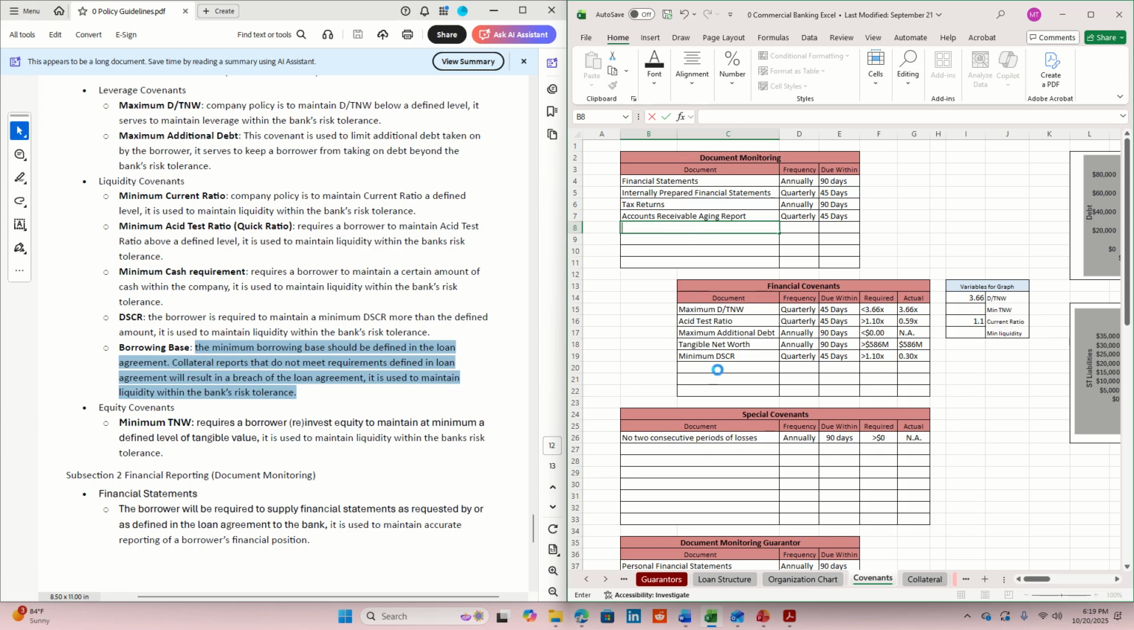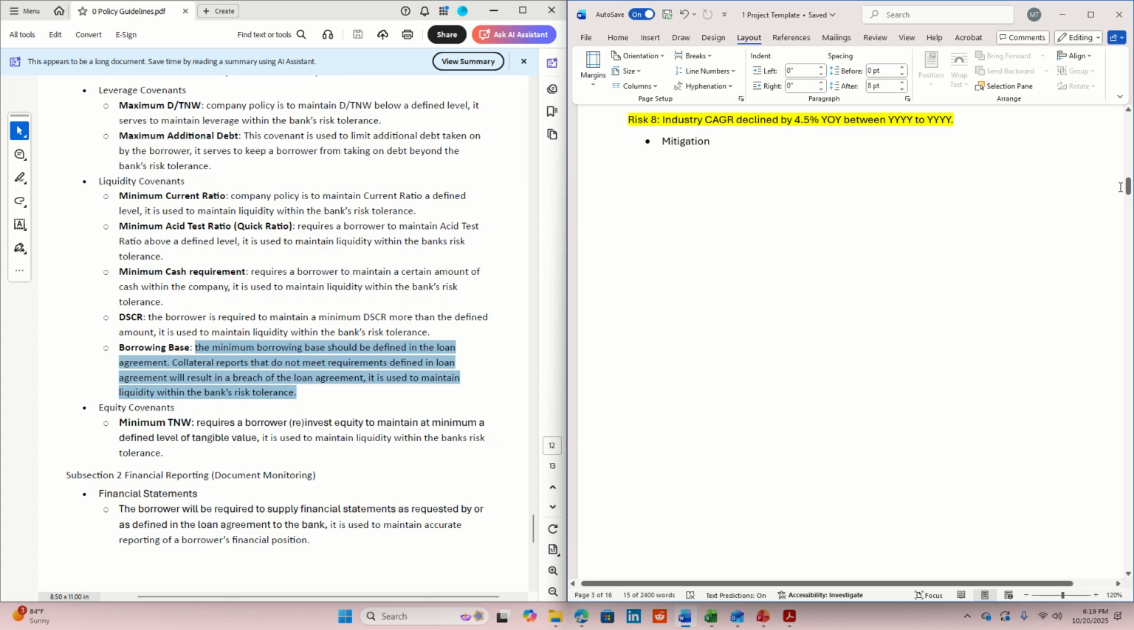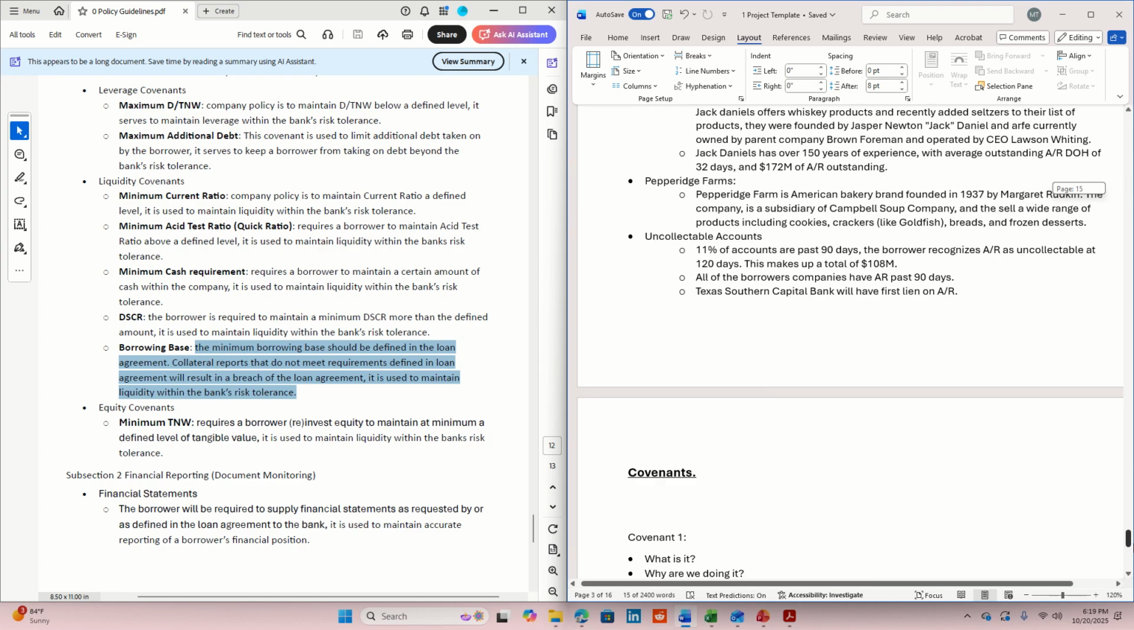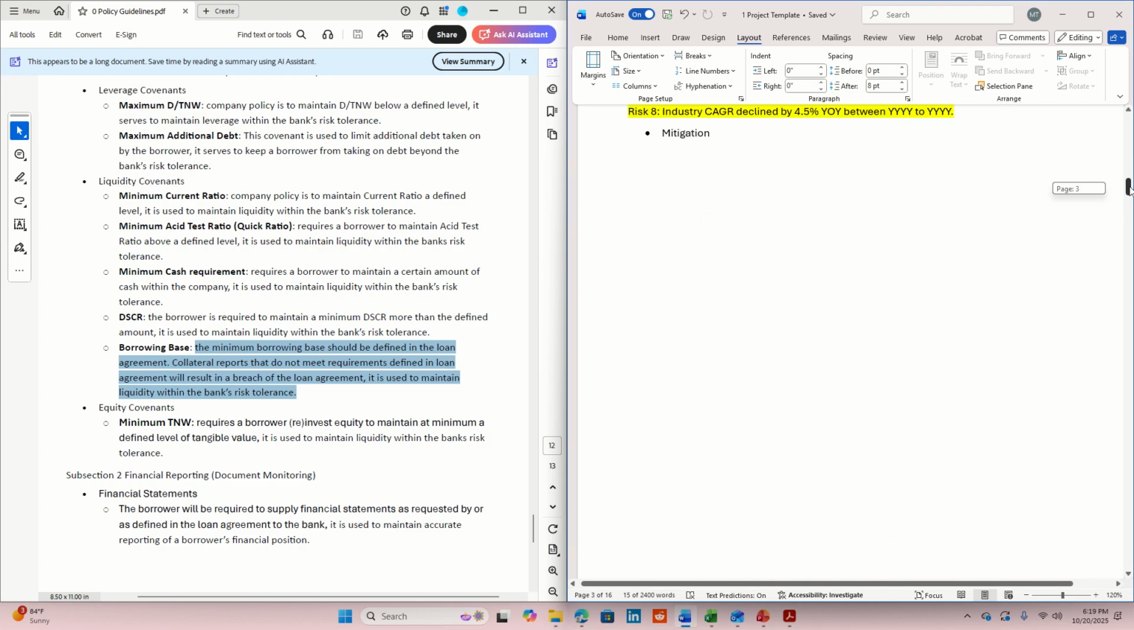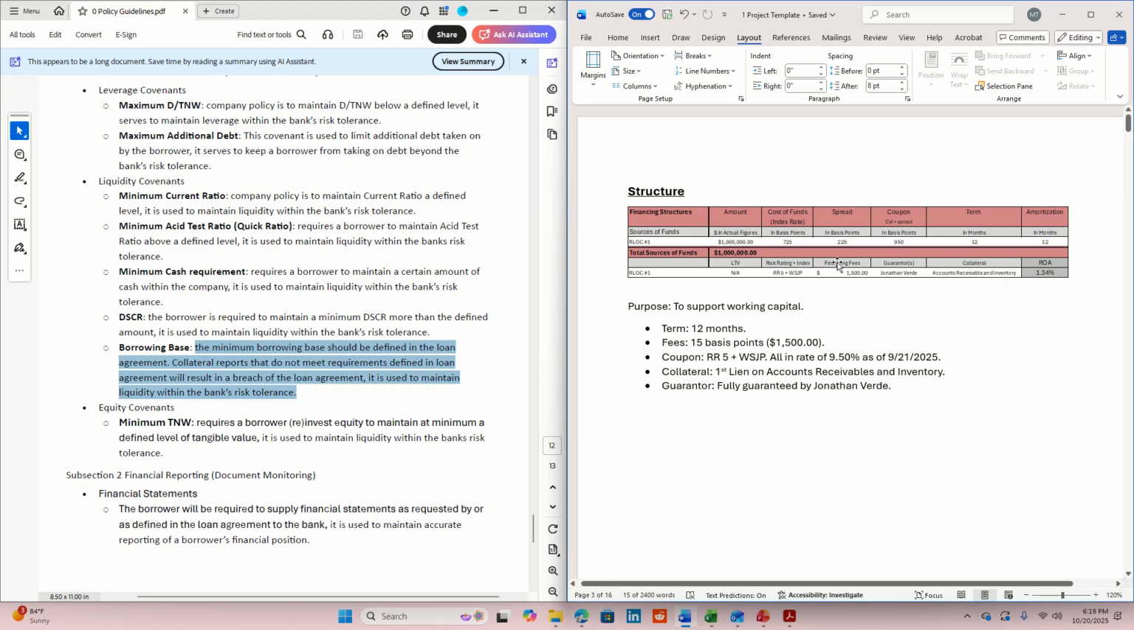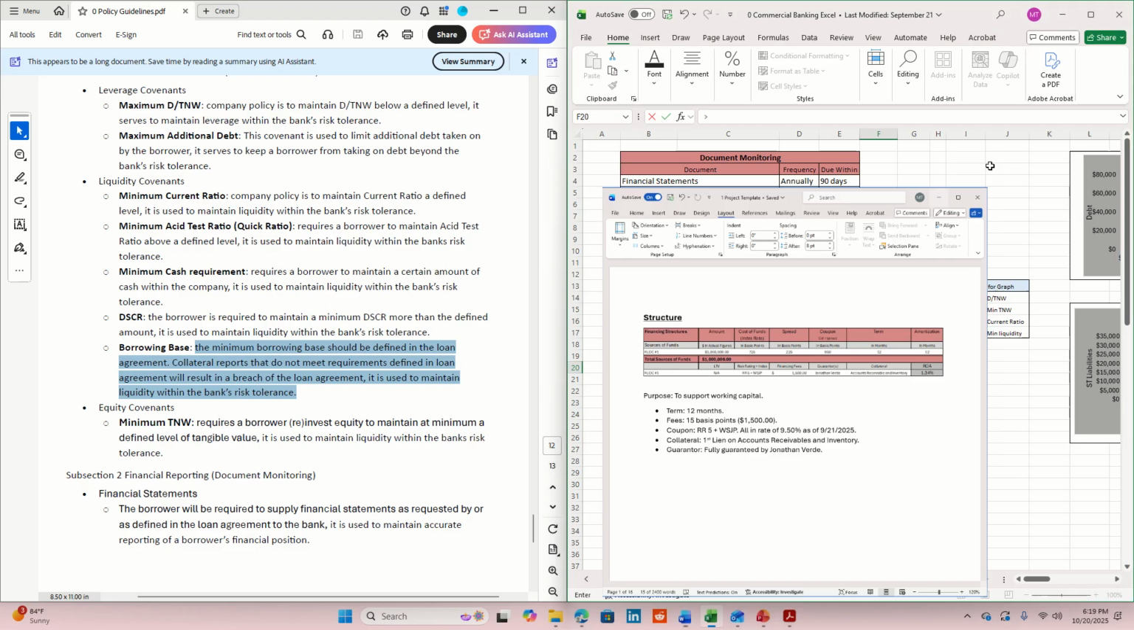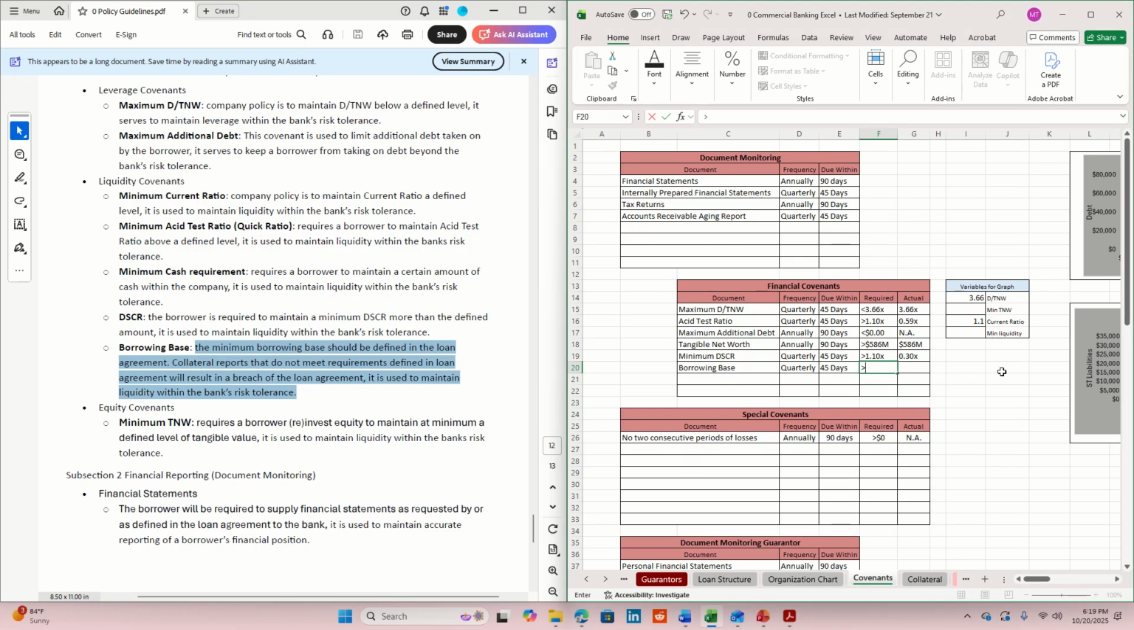Or let's come back down here. Financial covenants, borrowing base. Due quarterly, 45 days. Greater than, and let's see what our borrowing base needs to be in order to cover the loan. Oh, wait. What's my loan amount? Greater than $1 million. So a borrowing base greater than your loan amount, right?